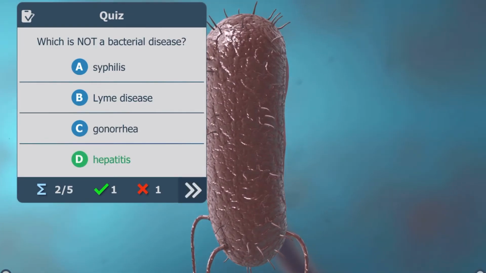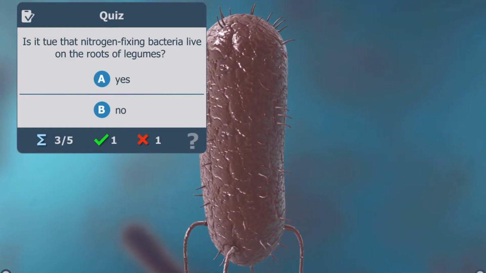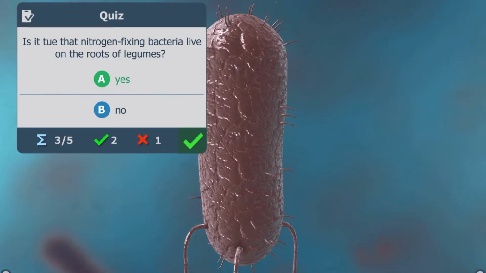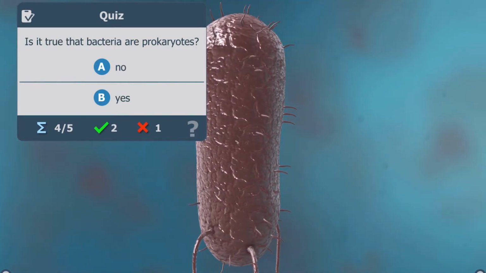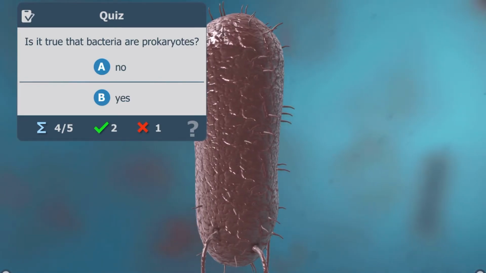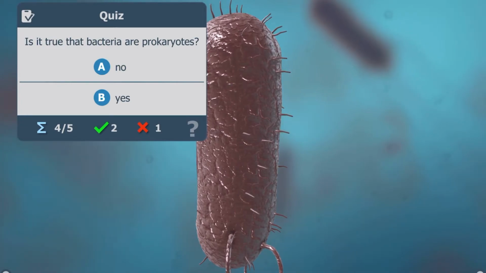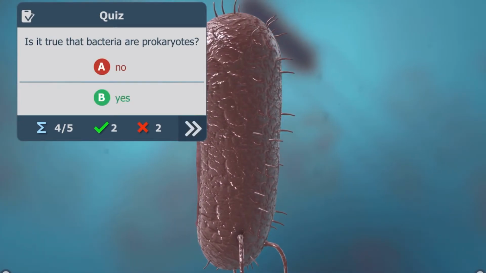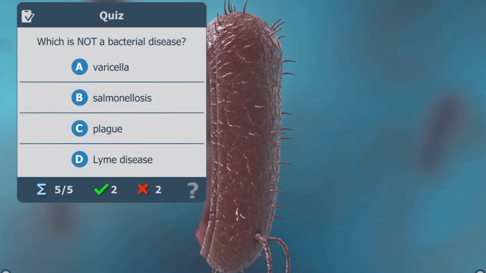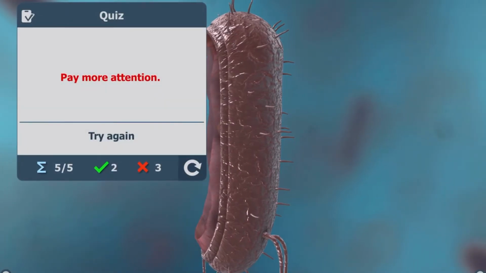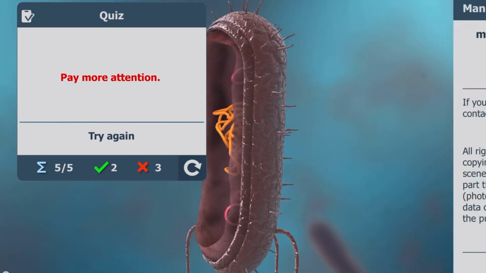Right. Oh no. Is it true that nitrogen-fixing bacteria live in the roots of legumes? I don't know. Oh yes, because it helps trees that need nitrogen. Bacteria help provide them. Is it true that bacteria are prokaryotes? Oh no. Prokaryote. No. Yeah. Quick. Yes. Oh, no, I'm wrong again. Eukaryote. Which is not a bacterial disease. Salmon. I can see salmon. Sorry. No, it's Salmonella. Yes, this is how I can do.